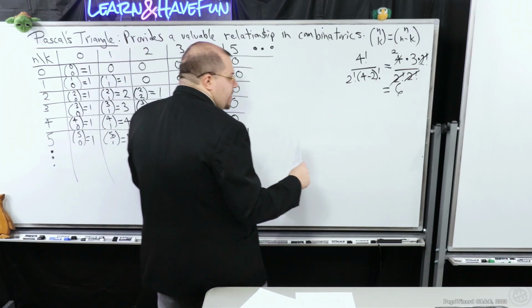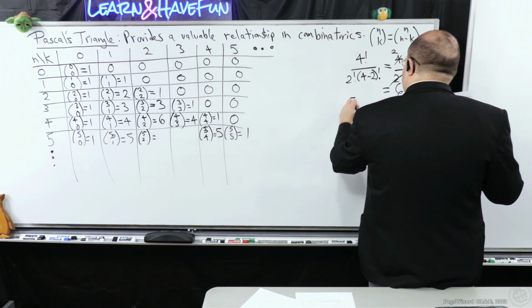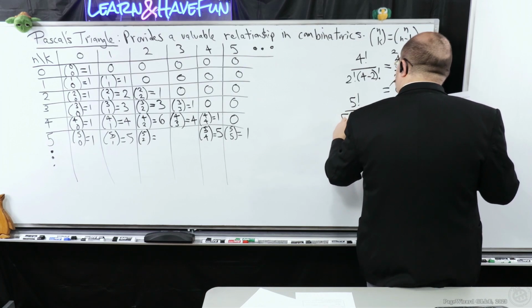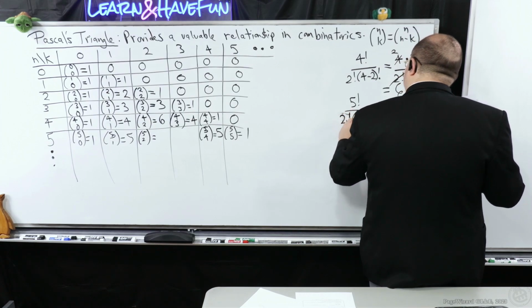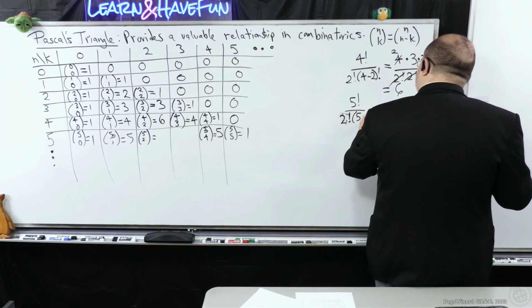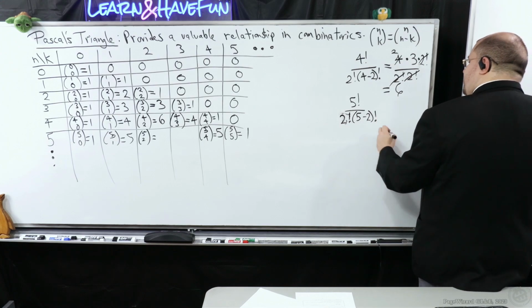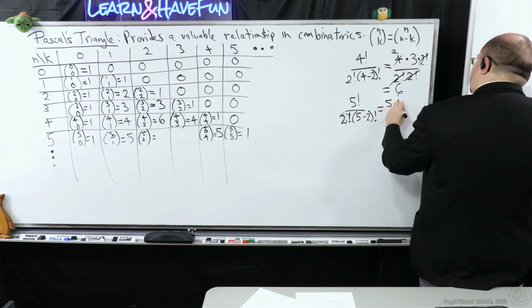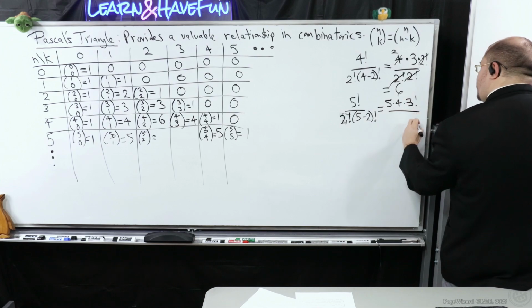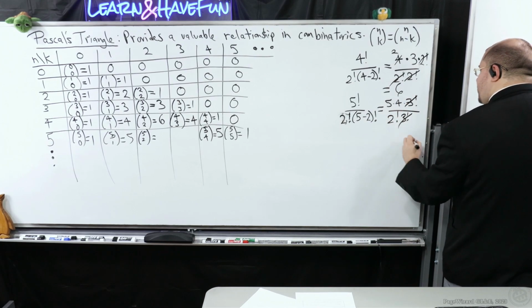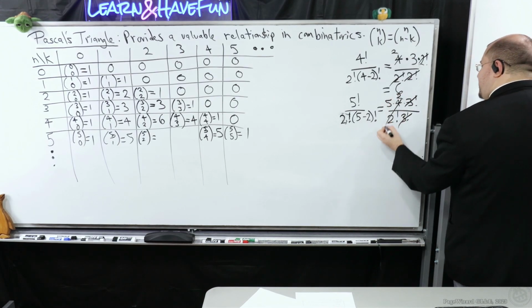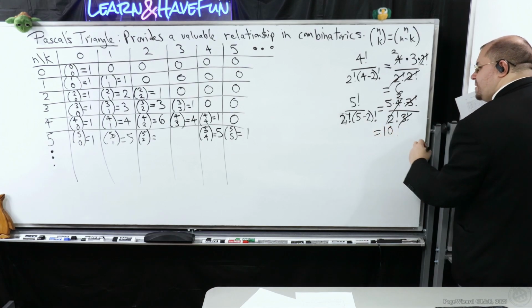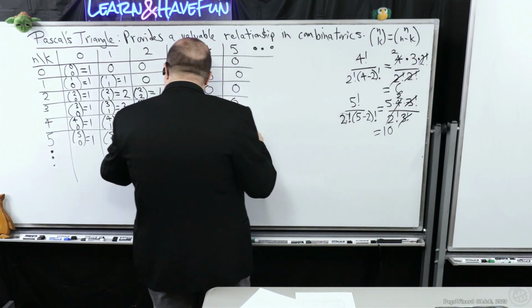5 choose 2. Well, it's 5 factorial over 2 factorial times (5 minus 2) factorial. So it's 5 factorial over 2 factorial times 3 factorial. So I'm going to have 5 times 4 times 3 factorial over 2 factorial times 3 factorial. The 3 factorials go away. 5 times 4 divided by 2 becomes 5 times 2, which is just 10. So this just ends up being a 10.